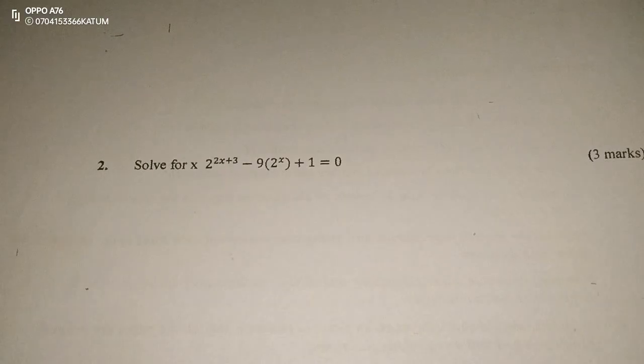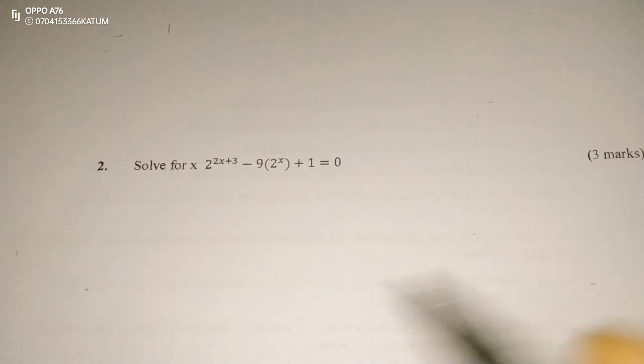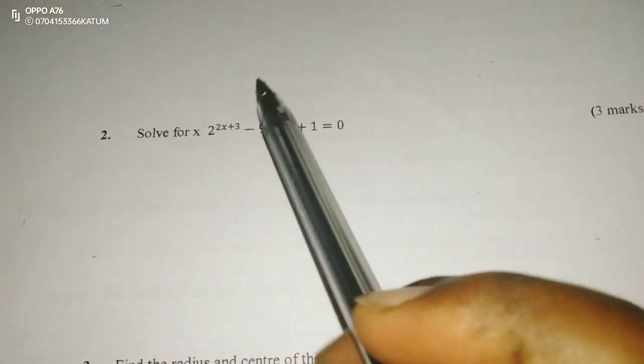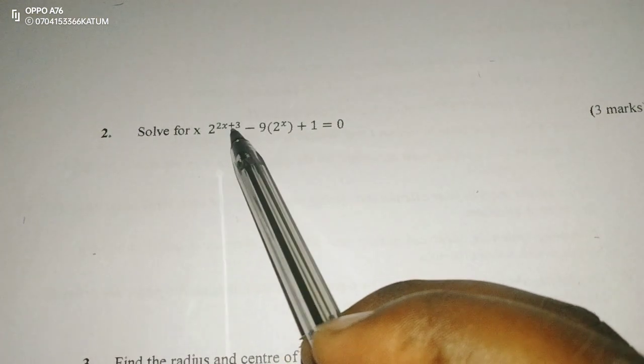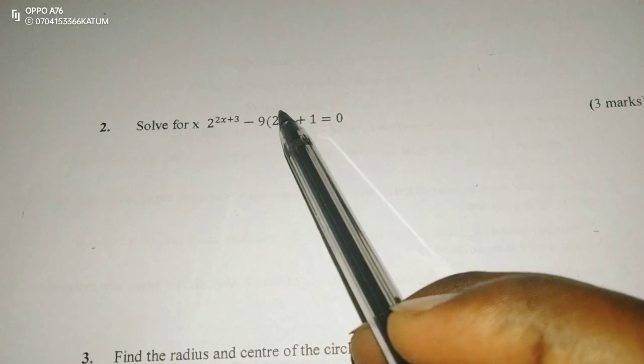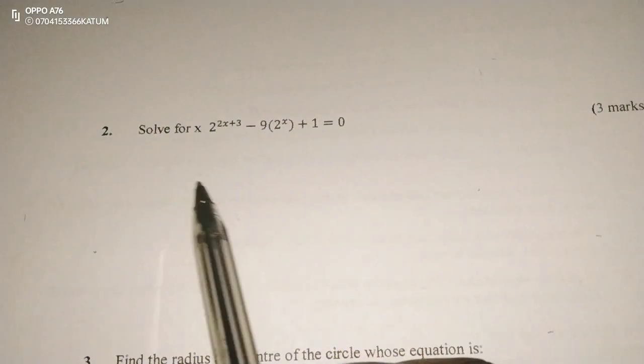We are going to study indices, number 2 in this paper. We are told to solve for x, where we have 2 raised to 2x plus 3, then minus 9 into 2 raised to x plus 1 equals to 0.